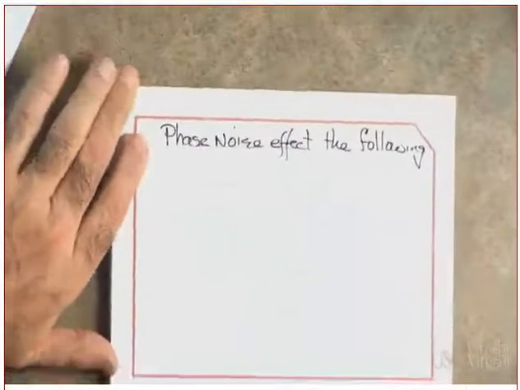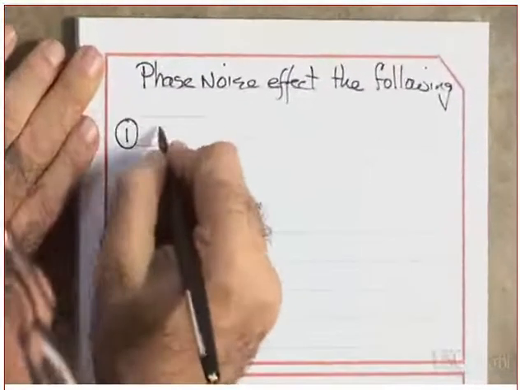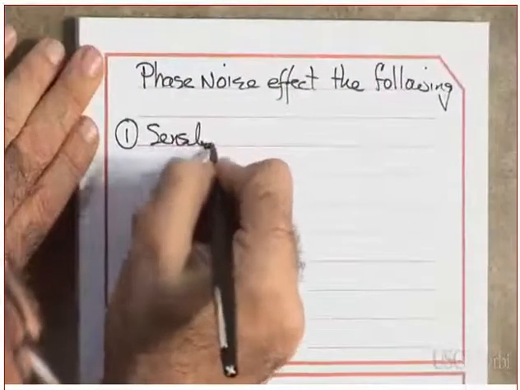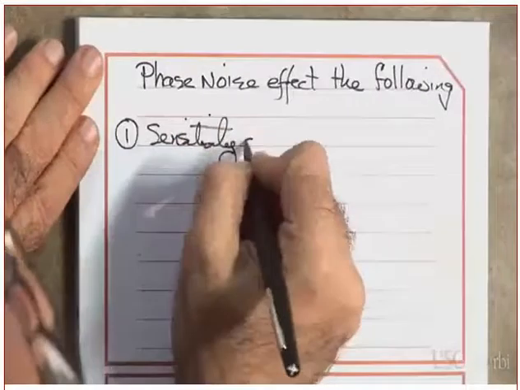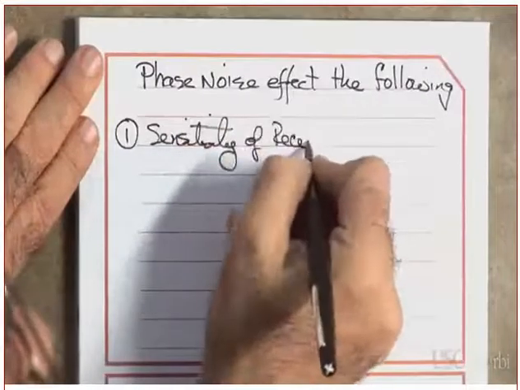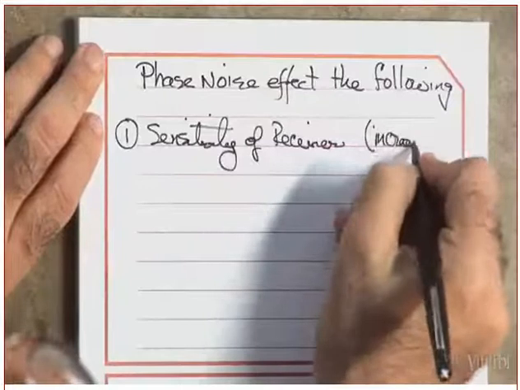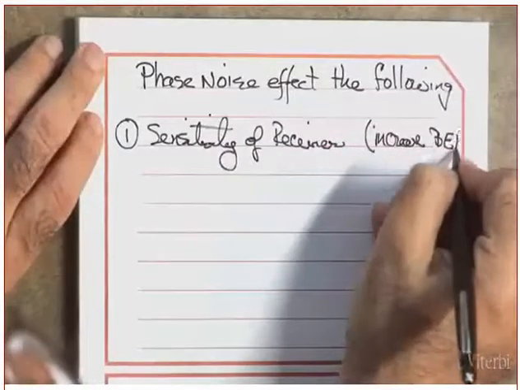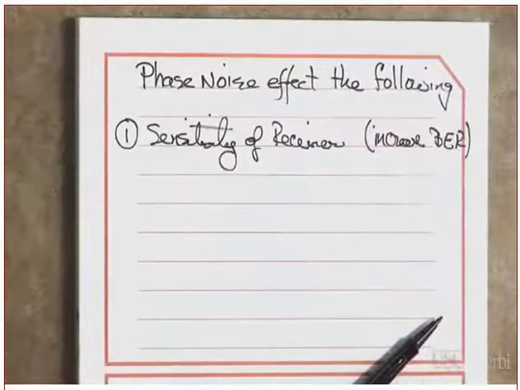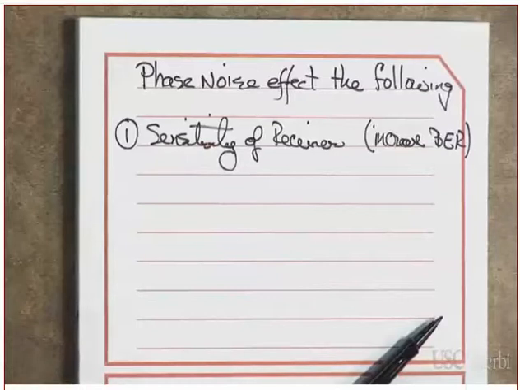Oh, sorry. Affect the following. Number one, sensitivity of receiver. Which means what? Increase bit error rate. Why? Can you tell me why?